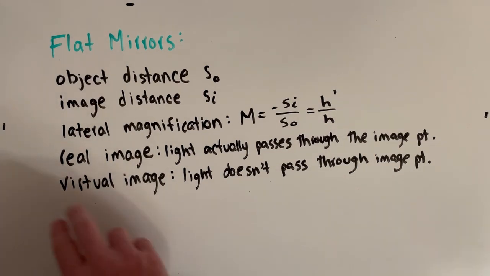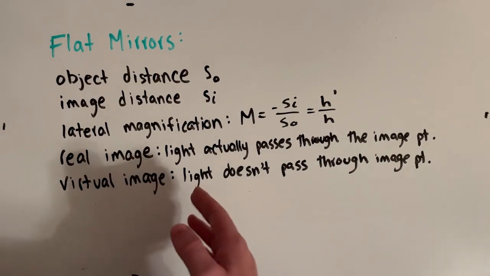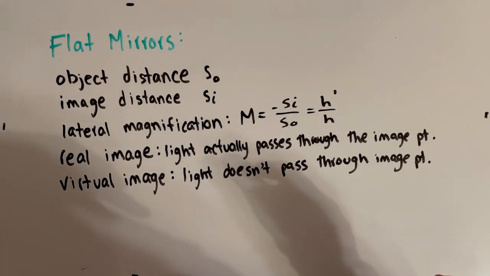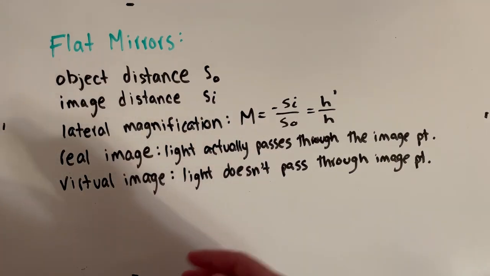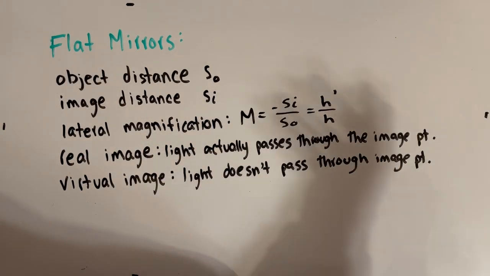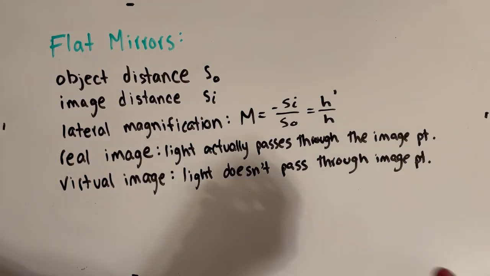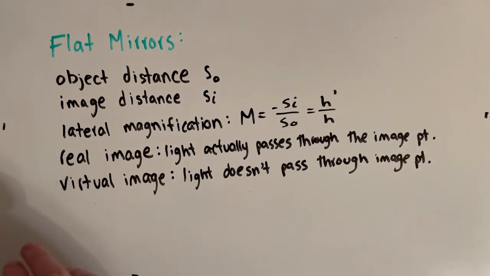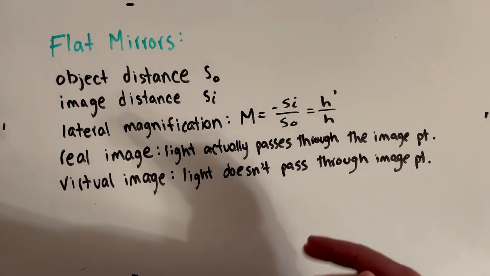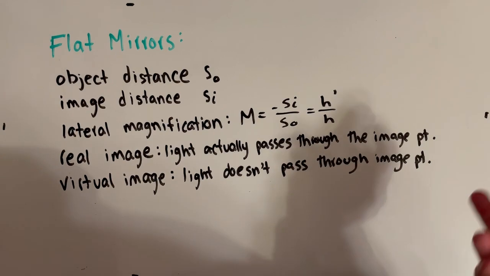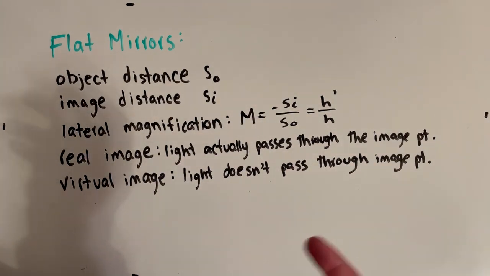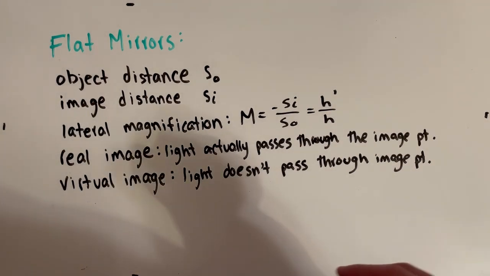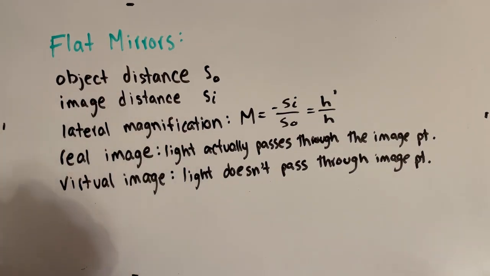Moving on, we have a real image, and the definition of a real image is where light actually passes through the image point. An example of this could be where the light rays can be displayed on a screen, for example. In a real image, all the light rays are converging at one point. For a virtual image, the light doesn't go through that image point. So going back to our example of the screen, a virtual image does not appear on that screen. This is where the light rays actually diverge from each other instead of converging like a real image.